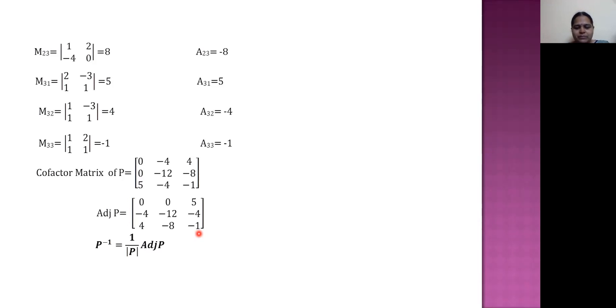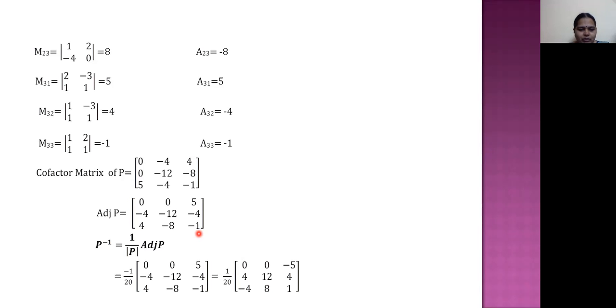P inverse means 1 by determinant of P into adjoint of P. 1 by determinant of P we got minus 20, and then the adjoint of P is this matrix. And this minus I am taking inside, that means multiplying all these elements with minus. So this matrix will become 1 by 20 into 0, 0, plus 5 becomes minus 5, and in the second row all elements here are minus terms, so it will become plus, and then the third row minus 4 and then 8 and then 1. This is the P inverse matrix.